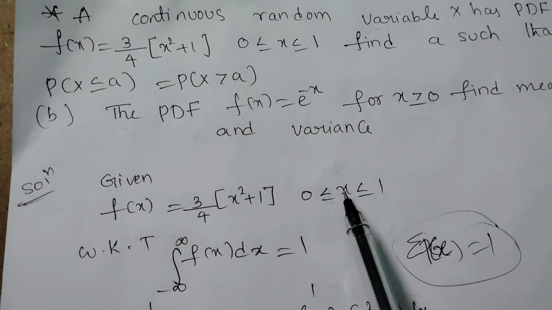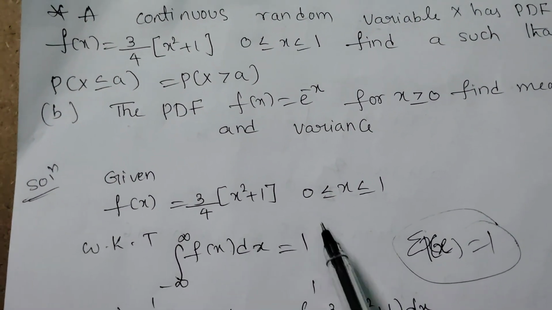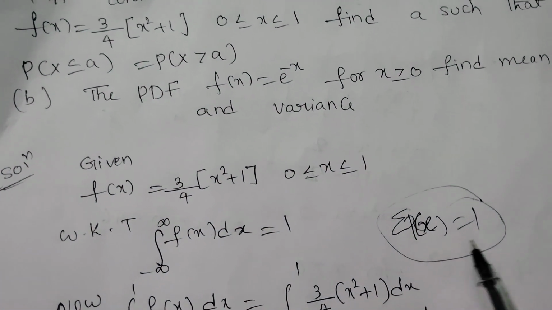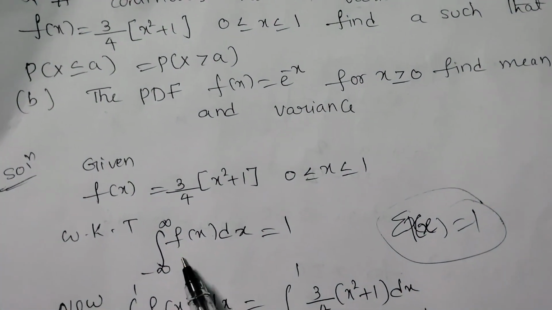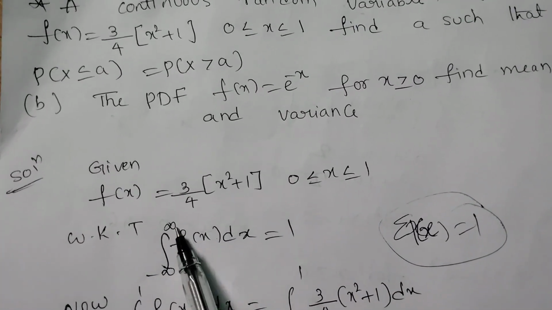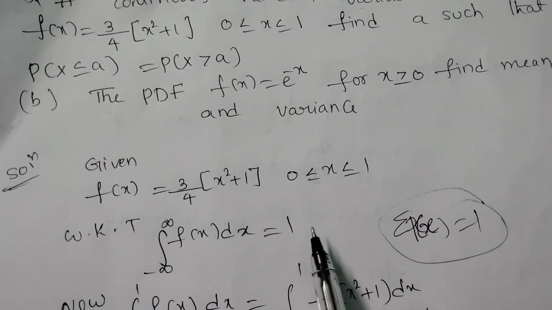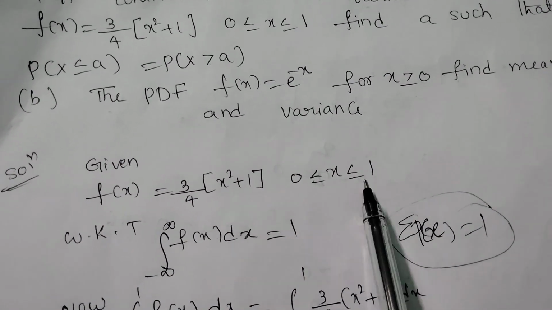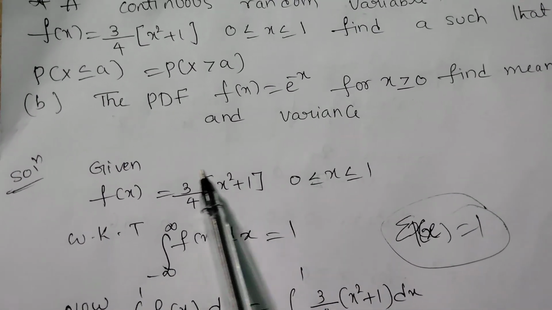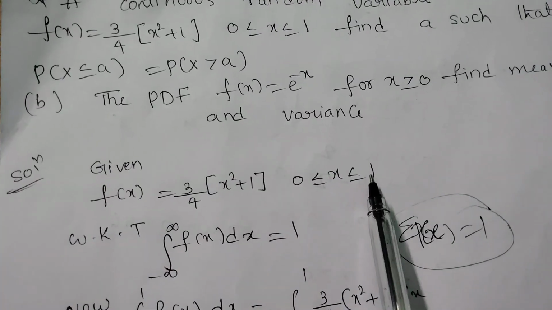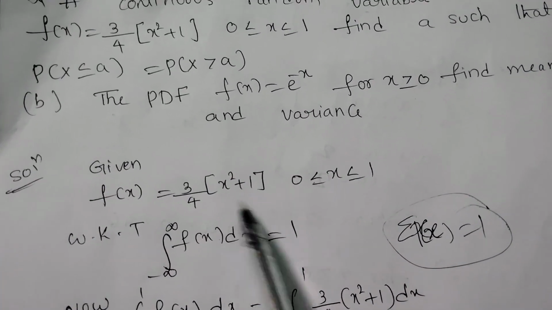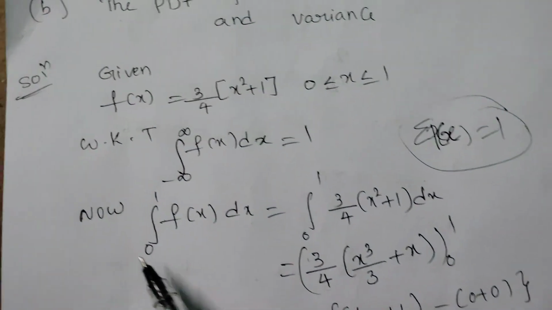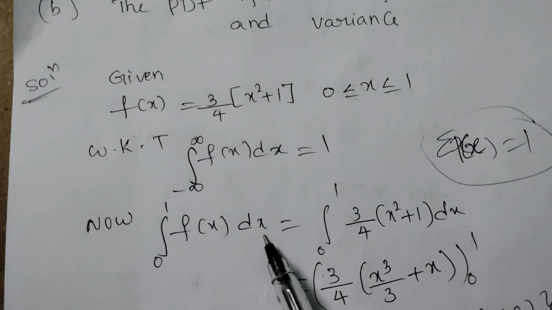Okay, so we know that the sum of all the probabilities equals 1. In discrete we write like this: summation p of x equal to 1. So this is a continuous random variable. That's why integration from minus infinity to infinity f of x dx equal to 1. But here our interval is 0 to 1. For other values the function value is not given clearly. So first I'm writing from 0 to 1, f of x dx, I'm finding now.